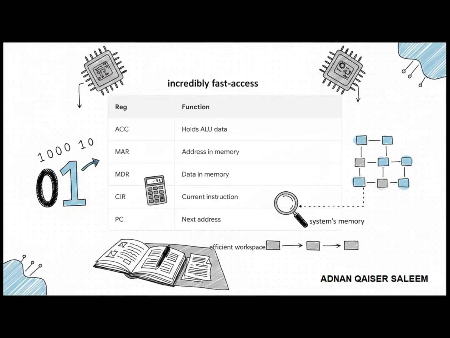So what is a register? Registers are incredibly fast access holding places located directly inside the CPU. They act kind of like a super efficient workspace on a desk. And as you can see, there are different types of registers for different jobs.